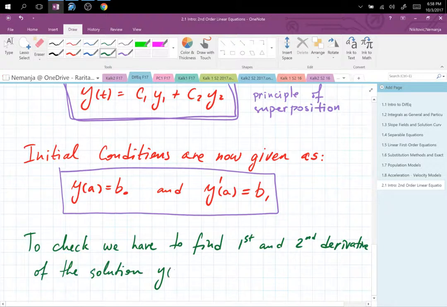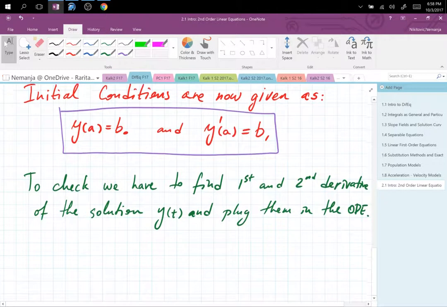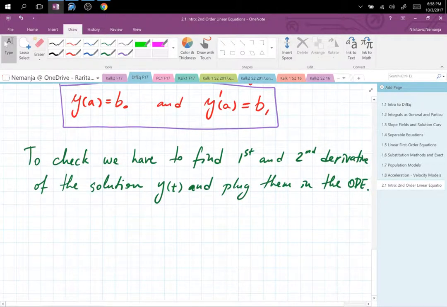Y of x or y of t, whatever, and plug them in the ODE. So to check, the procedure is the same as usual. Nothing new, nothing special.